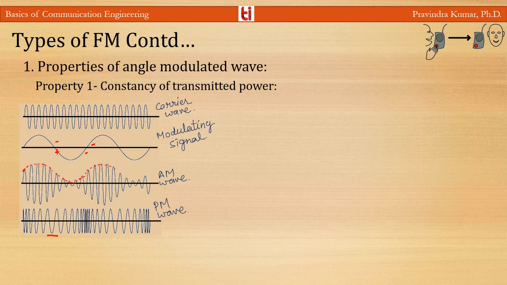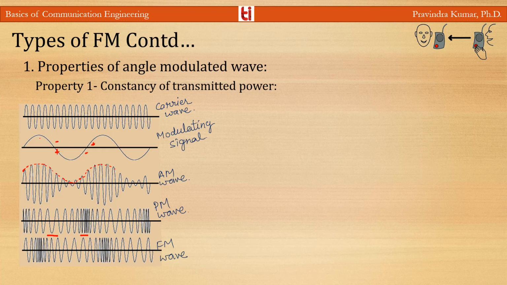When the modulating signal is going from negative to positive, then the frequency is compressed. In this case the phase is lead. This is the PM wave. And in frequency modulation, in the FM wave, when the modulating signal has the highest value, at this point the frequency will be maximum, and at the point where the modulating signal has the lowest value, there will be the minimum frequency. So these are the AM, PM and FM waves.